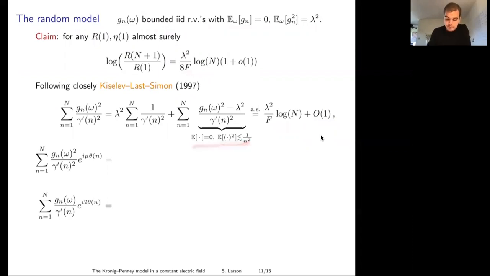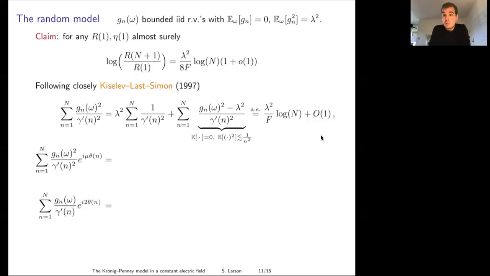So the second term, well, now since we've subtracted the mean value of gn squared, this has mean value 0, and we can estimate the variance of these random variables, this full guy here, by 1 over n squared. Now these random variables are independent. The variance is summable. So Kolmogorov's three series test tells us that almost surely this sum converges. That gives us O of 1, almost surely.